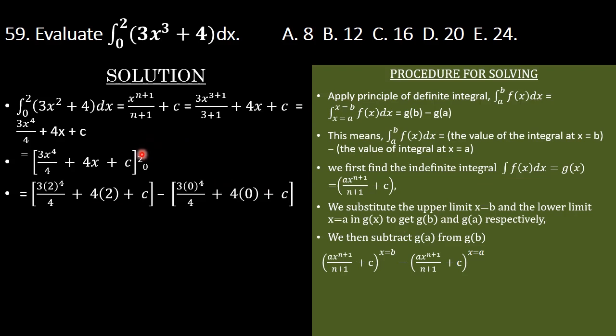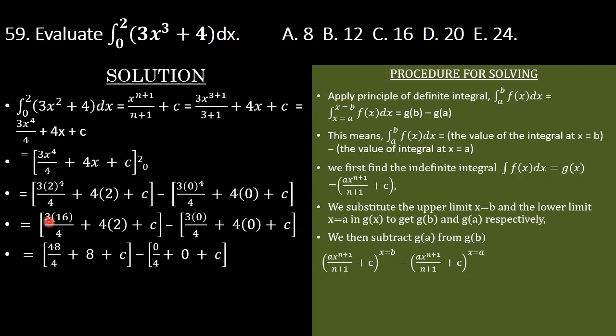When you substitute for 2, we have 3 into bracket 16, that is 2 raised to power 4 over 4 plus 4 into bracket of 2 plus c, minus when you substitute for the lower limit, we have 3 into bracket 0 over 4 plus 4 into bracket of 0 plus c. We now have 3 multiplied by 16, 48 over 4 plus 8 plus c, minus 3 multiplied by 0, 0 over 4 plus 0 plus c. 48 over 4 plus 8 plus c, minus, when you add this thing together, you have c. Then let's subtract. We have 20 plus c minus c equals to 20.